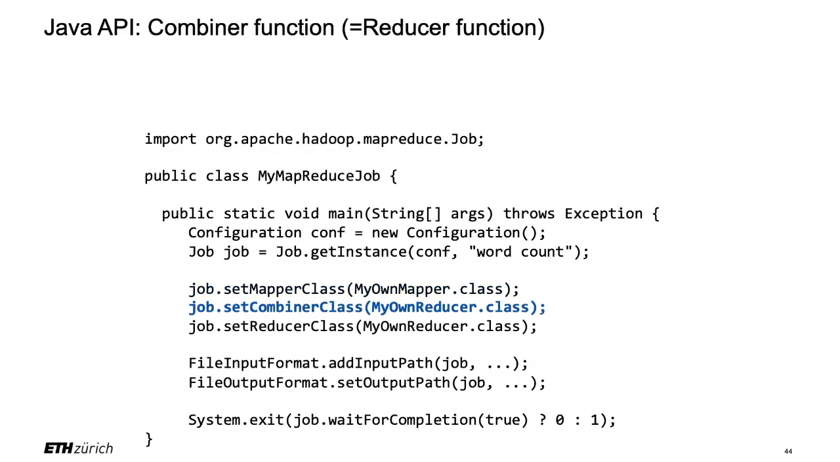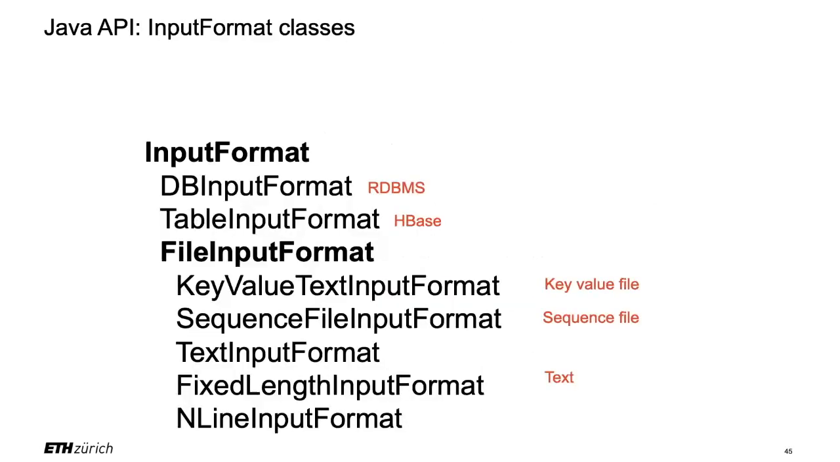Okay. If you want a combiner, it's easy. You just also set it. And in many cases, you just reuse the reducer class because that's just the same, right? If it's fulfilling the properties that you can reuse it, okay?